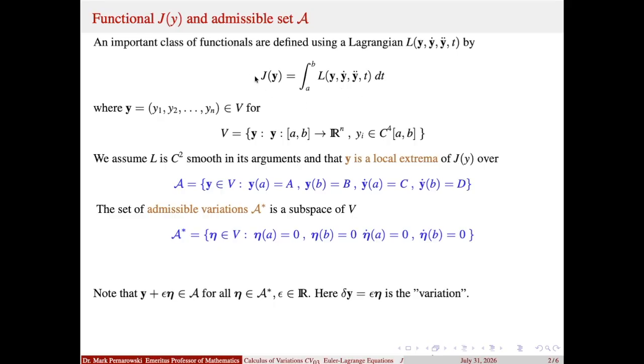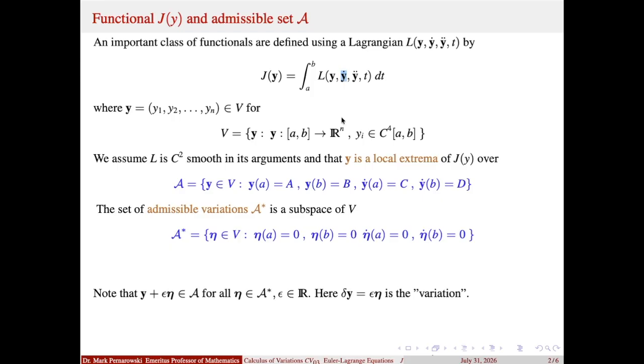So we're going to have a functional J of y, where y here is a vector valued function, so it has many different components, y1 through yn, each of which are functions of time. The Lagrangian here, which defines the functional, has arguments in y, arguments in y dot, and arguments in y double dot. So if this was a scalar, that would be it. If y was a vector, then this y dot here represents the time derivatives of each and every component that might define L.